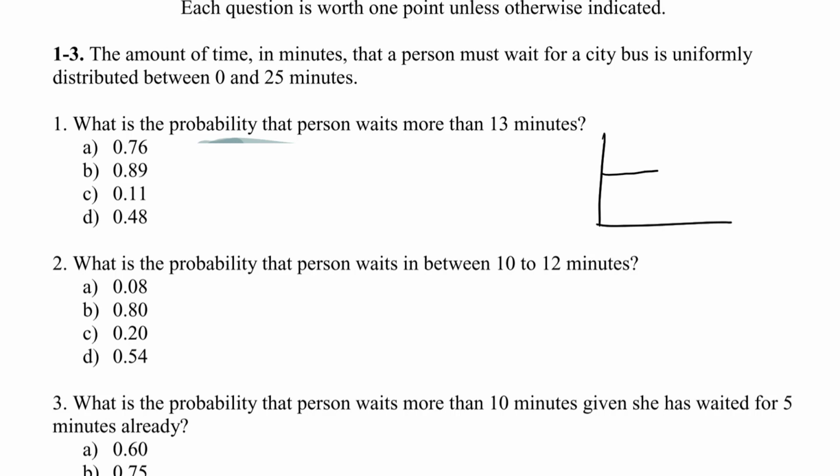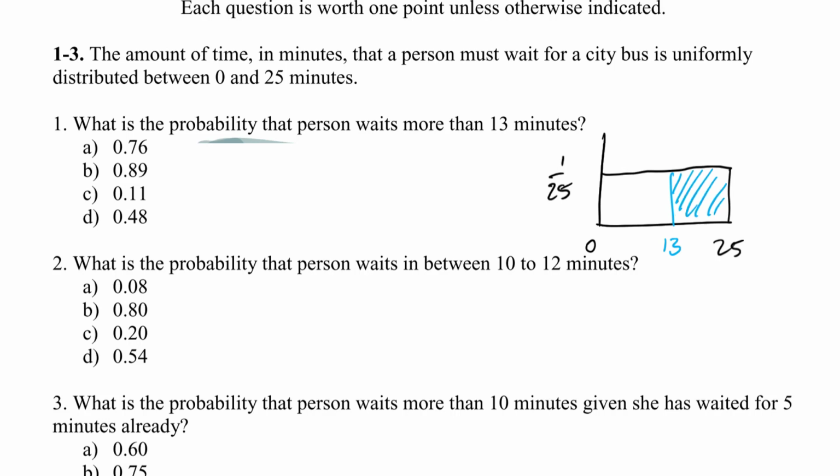That means that our density function looks just like this. From 0 to 25, we have a rectangle whose area is 1, so that means it has a height of 1/25. Okay, so now question 1 says, what's the probability the person waits for more than 13 minutes? So here we're just saying 13 and up.